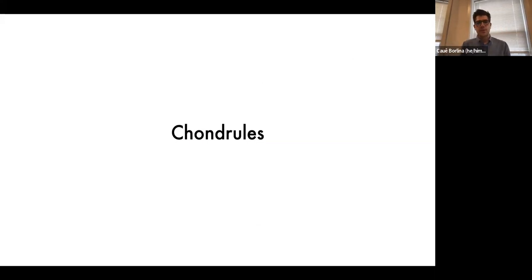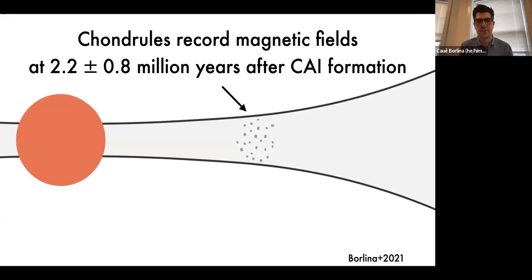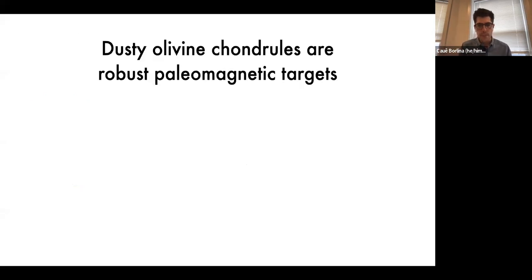Okay, so now let's focus a little bit on the magnetic record of the chondrules and what type of work we did here to obtain this magnetic record. So just a brief reminder here, the chondrules recorded magnetic fields at about 2 million years after the CAI formation, after the solar system formation in the outer solar system region.